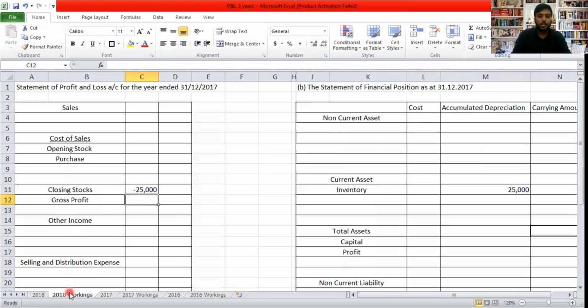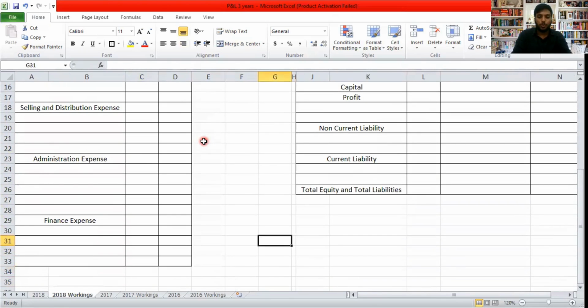So let me move on to the workings. I'm going to do the workings a bit down for your and my convenience. I'll write here workings one. It's always better to write workings when you're doing this. So I'm going to do workings for depreciation.